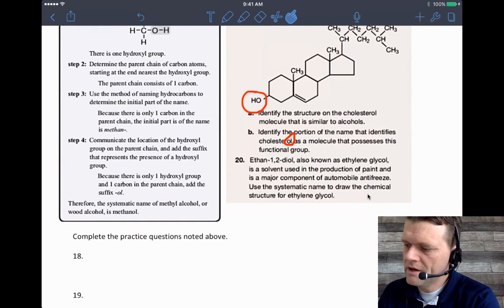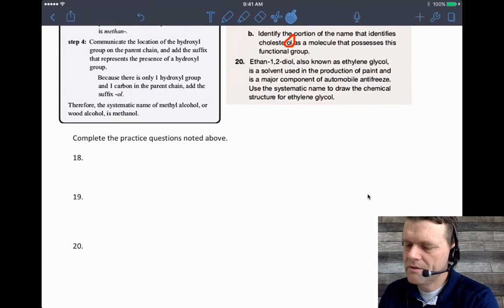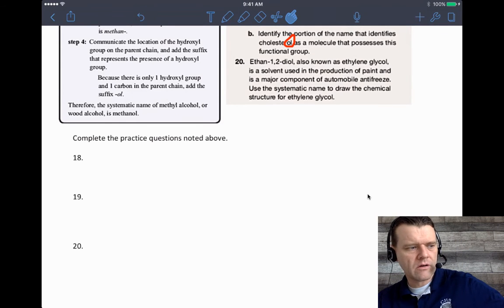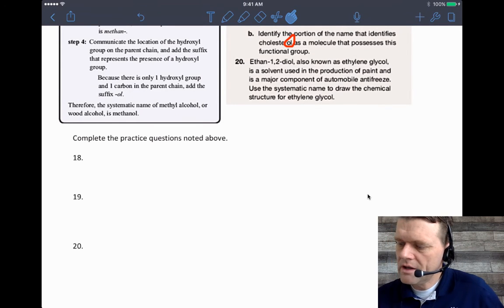For number 20, there is space down here where you could do that, so I'll throw that one in here. Ethylene, it says ethane-1,2-diol. It's known as ethylene glycol.